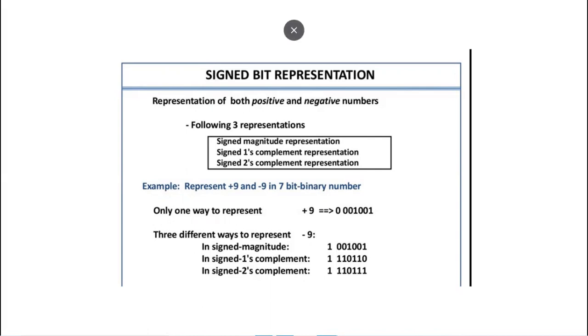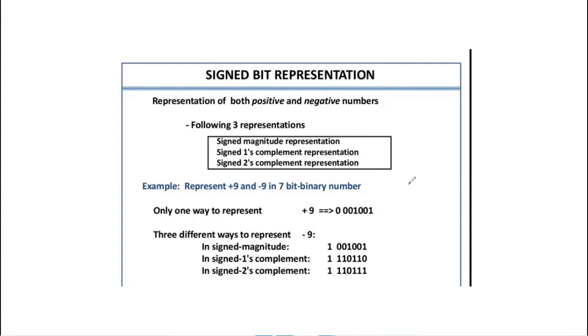Without sign, for example, let us consider a number, say, let us take the same number, plus 9. A 9 can be represented in 7 bits. It can also be represented with 8 bits or 9 bits.